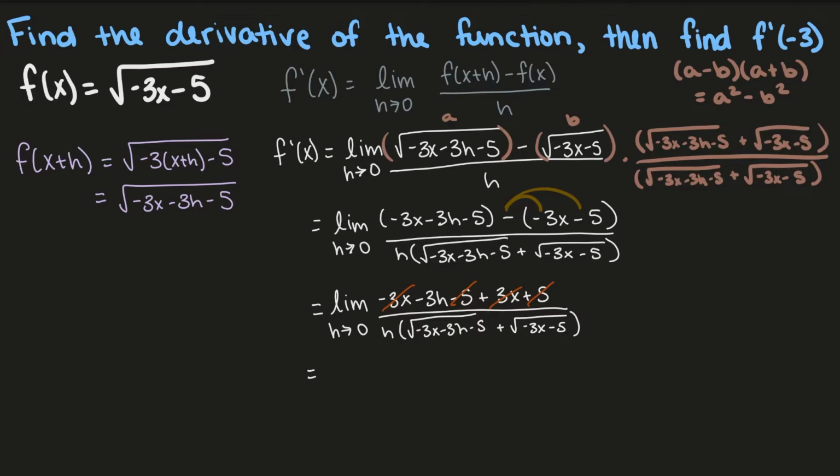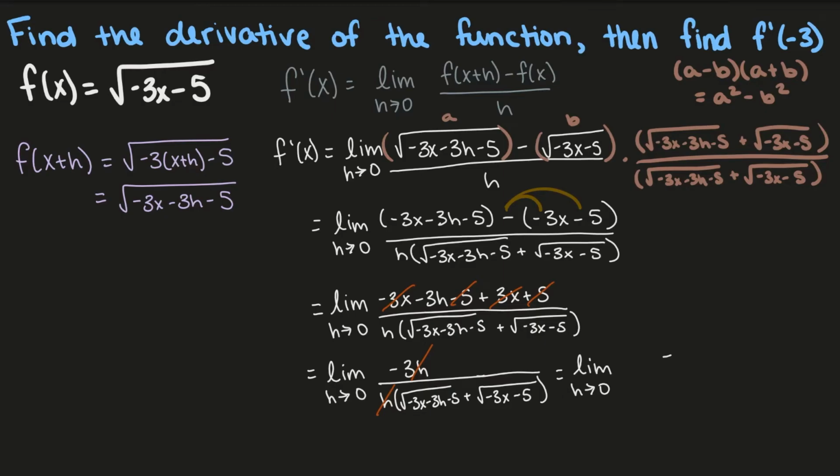So we're left with the limit as h goes to 0 of negative 3h over h times the square root of negative 3x minus 3h minus 5 plus the square root of negative 3x minus 5. We're able to cancel our h's, so the h in the top and bottom cancel. And so we're left with the limit as h goes to 0 of negative 3 over the square root of negative 3x minus 3h minus 5 plus the square root of negative 3x minus 5. So now let's solve that limit.